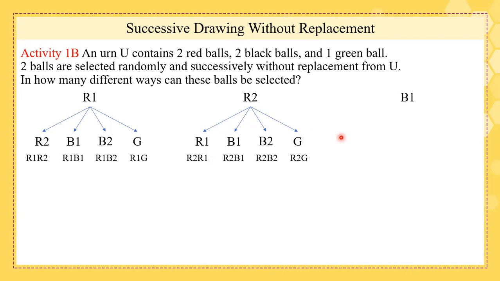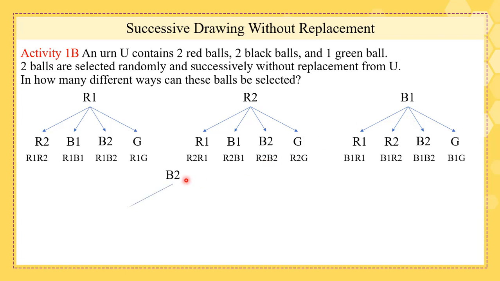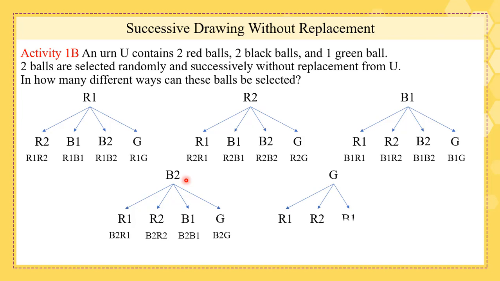And the first ball could be a black one, and in this case we're going to have 4 different ways, which are given here. And the first ball could be black 2, and this is the second ball. And finally the first ball could be green, so the second could be R1, R2, B1, or B2, and these would be the different selections.